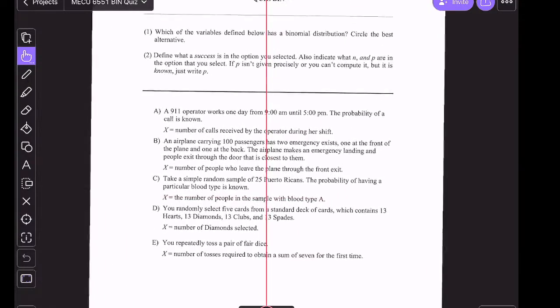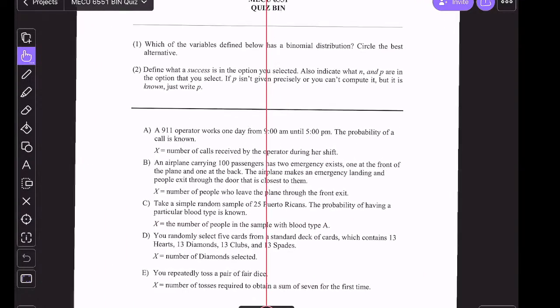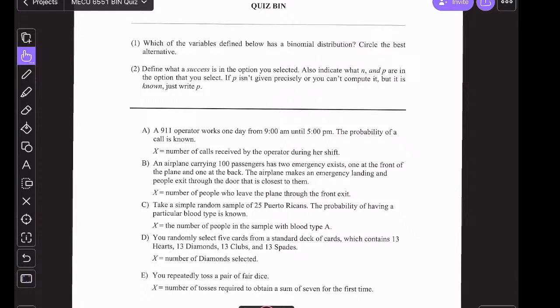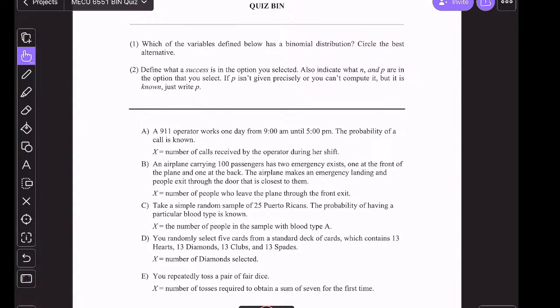All right, so here's the problem. Which of these variables defined below has a binomial distribution? Circle the best alternative. Define what a success is in the option you select. Also indicate N and P. All right, so I'll give you 15 minutes to try that, and then we'll get back to it.